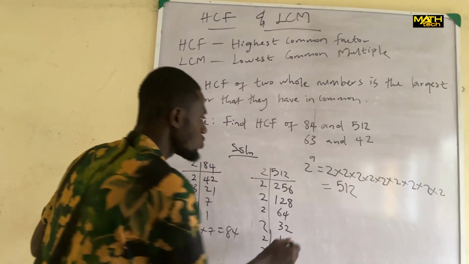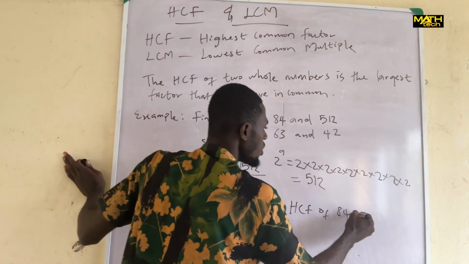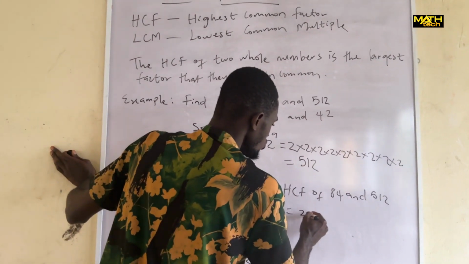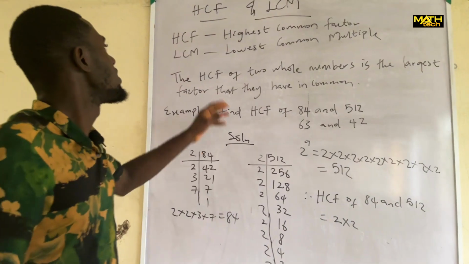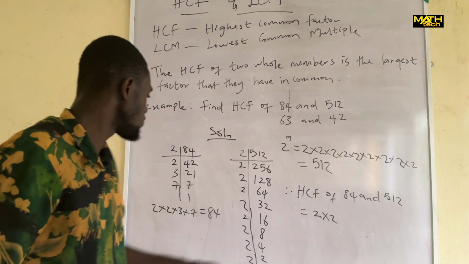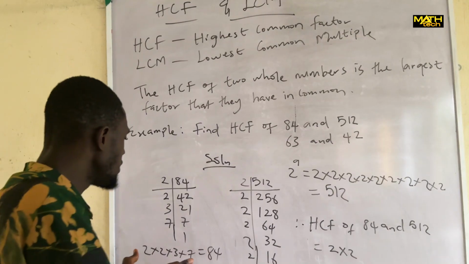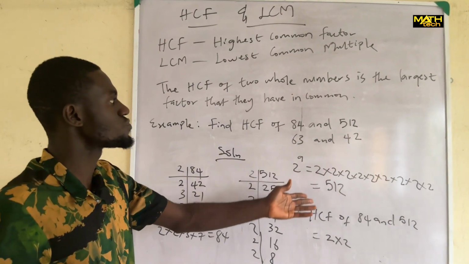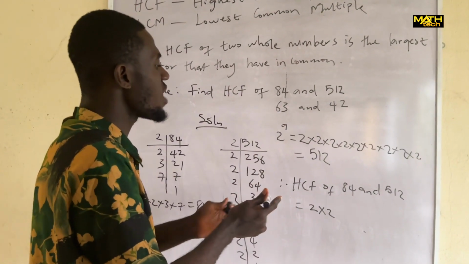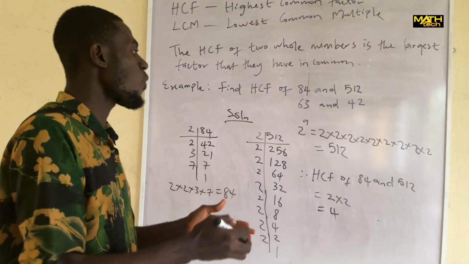That is 2 times 2. So therefore, the HCF of 84 and 512 is equal to what? 2 times 2. HCF of two whole numbers is the largest factor that they have in common. So 2 is common here and 2 is common here. Since 2 is common in both 84 and 512, our HCF will be 2 multiplied by 2. The HCF of 84 and 512 will be equal to 4. So that's the HCF of 84 and 512.